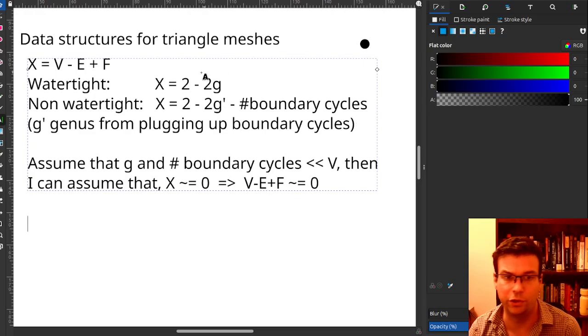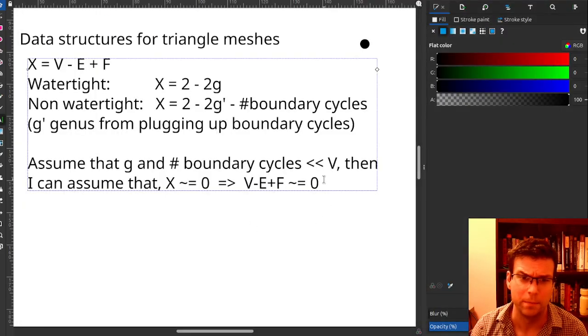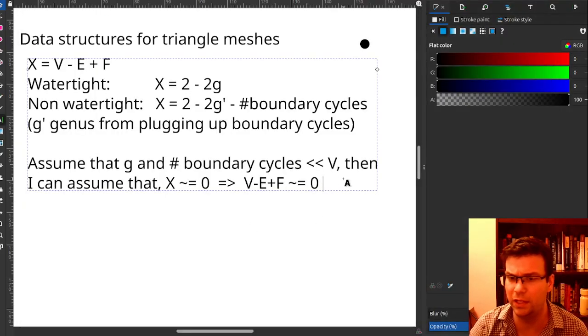This is certainly true about all the meshes I've been looking at, right? There are only 10 boundary cycles here. That is significantly smaller than the number of vertices. 0 handles is certainly smaller than the number of vertices. So when I'm trying to assess the relationship between vertices, edges, and faces, it's helpful for me to make that assumption.